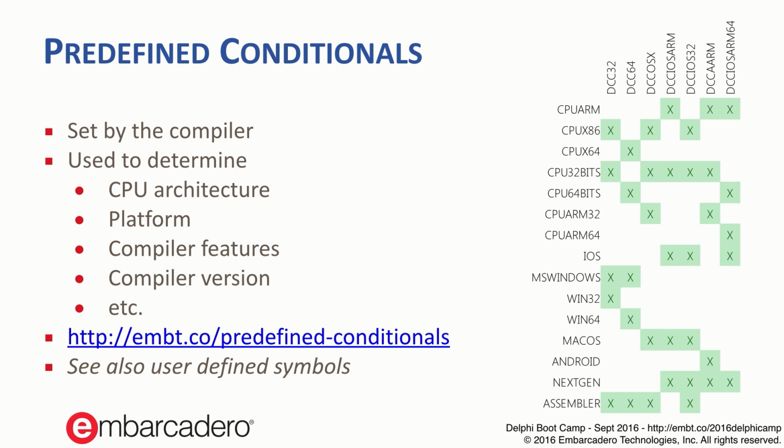Here are some of the conditional defines you can use to target specifically where you want to go. You have different CPUs here: ARM CPUs, x86 CPUs, x64 CPUs. 32-bit CPUs versus 64-bit CPUs. Here you can say, is it iOS? Is it Windows, Win32, Win64, macOS, Android? Next gen, this is our next generation compiler. Right now it's only on the mobile platforms. And then whether or not the platform supports inline assembler. Currently inline assembler is only available on the x86 platforms, because otherwise you'd have to be writing ARM assembler and that would be different.